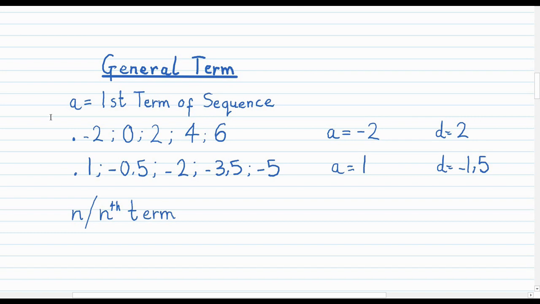N represents the position of a number in a sequence. So using the above two examples, for the first term, n is equal to 1. For the second term, n is equal to 2. And for the third term, n is equal to 3. And so on and so forth.